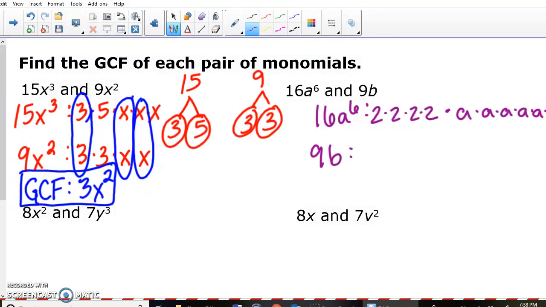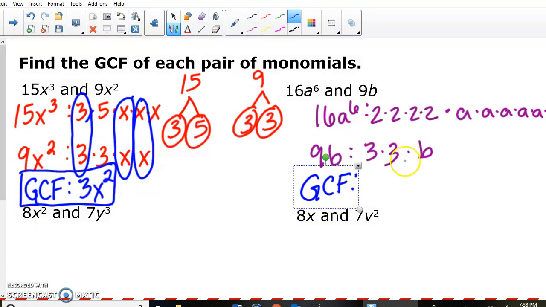Okay, and then for 9b, I kind of already did 9 over on that previous problem. So we know the prime factorization of 9 is 3 times 3. And then, of course, I've got my b on the end. Okay, so then to find my GCF, I'm going to circle what they have in common. And if you try to do that, you'll notice that there's nothing you can circle.